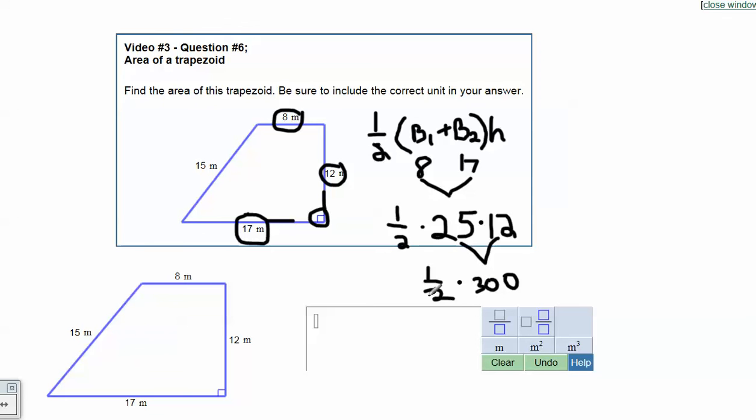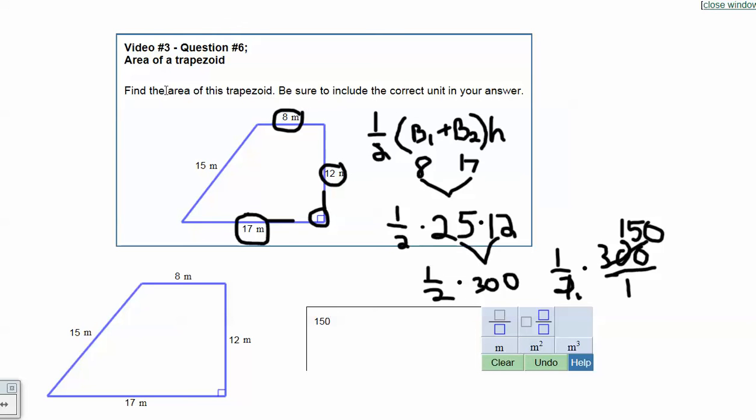There are several ways I can do this. I can make 1/2 into a decimal and do 0.5 times 300. I can do 300 divided by 2, which is like doing 1/2 times 300 over 1. So when I solve this, if I cross cancel, I end up with 150 over 1, which is the same as 150. So when I type in my answer, I'll type in 150, and now I'm asked to include the correct unit in my answer.